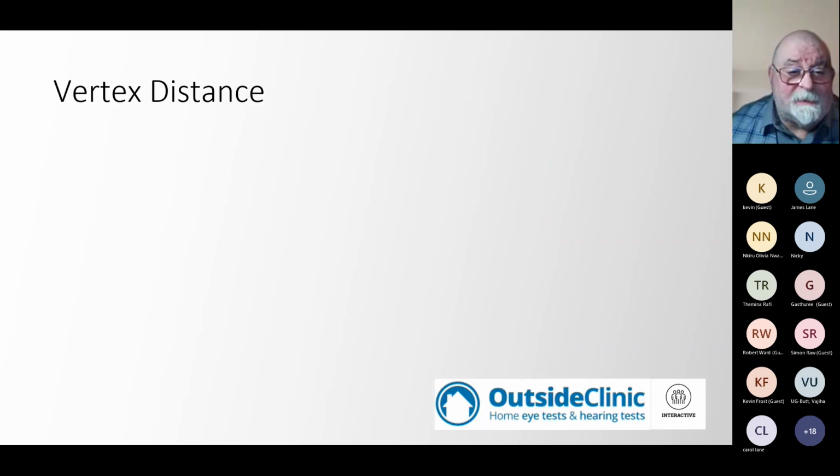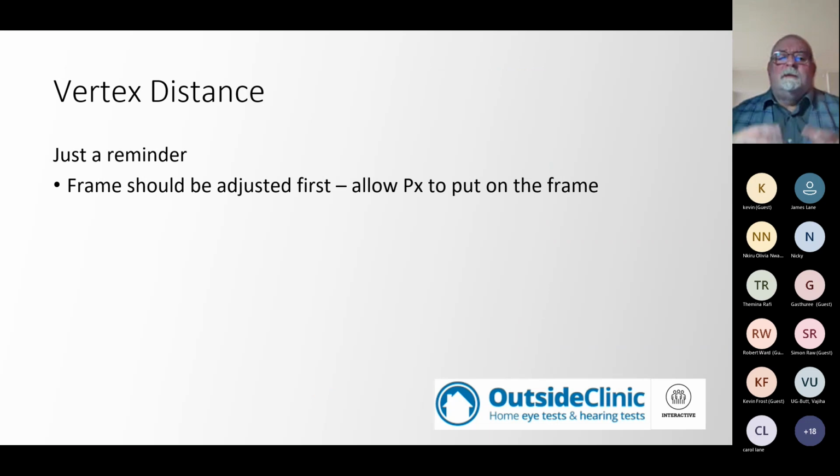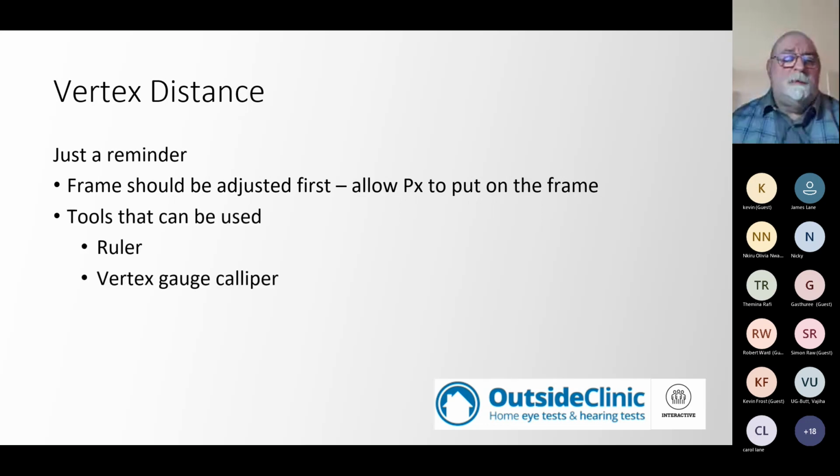The vertex distance. So again, this is a reminder. We should fit the frame first, adjust it, make sure it's as it should be, and then allow the patient to put on the frame. Just repeating myself, this means that the frame is always going to be in the same position. And we can use a ruler or a Vertex Gauge caliper.